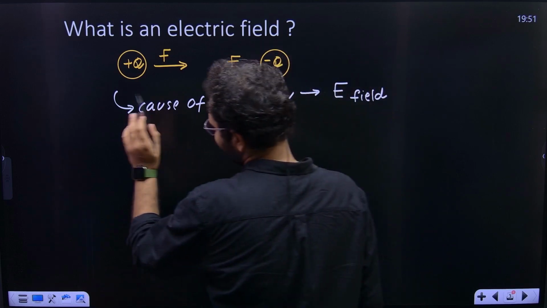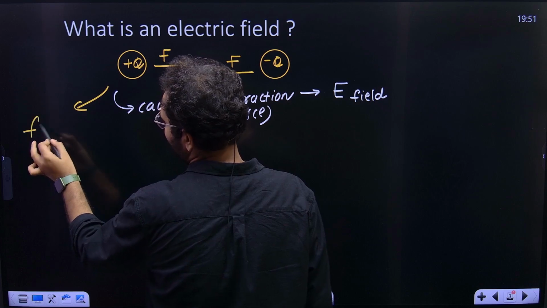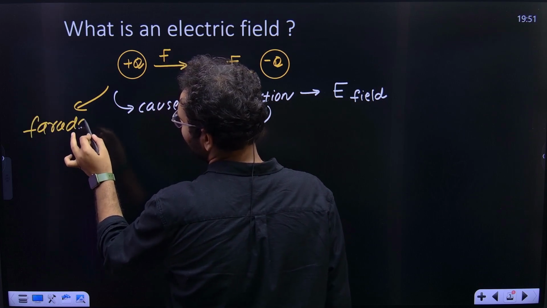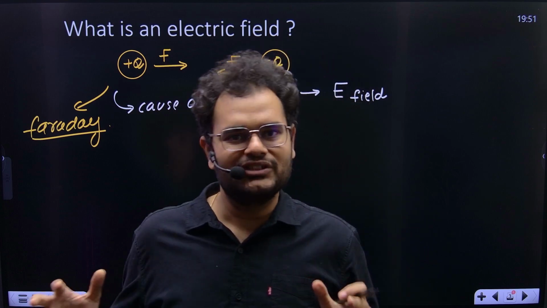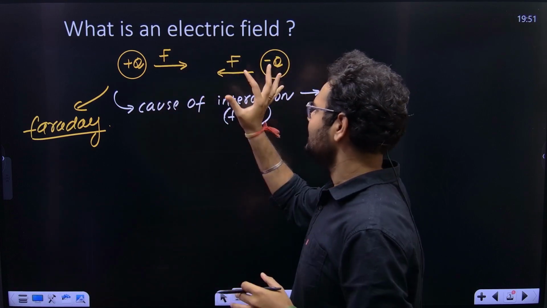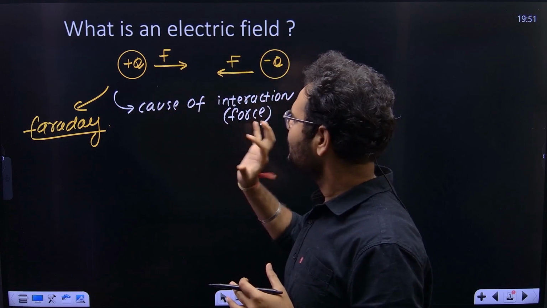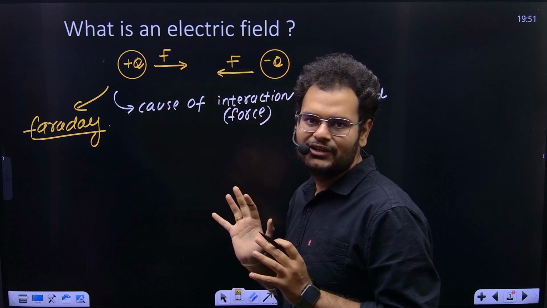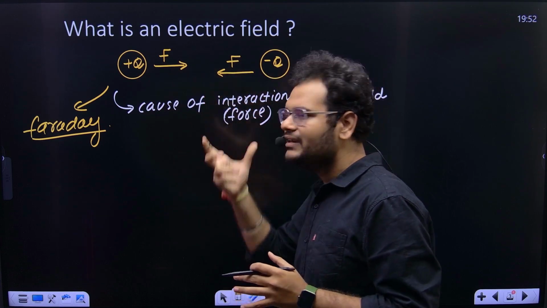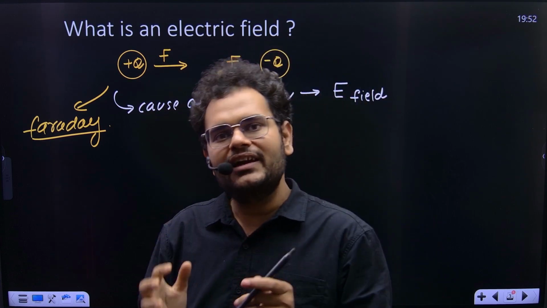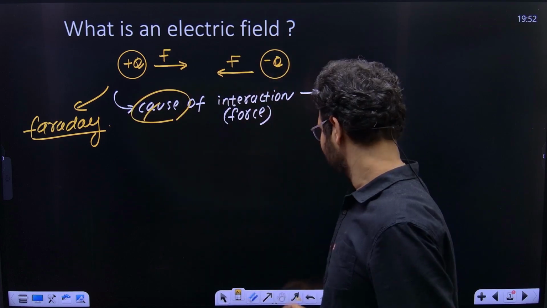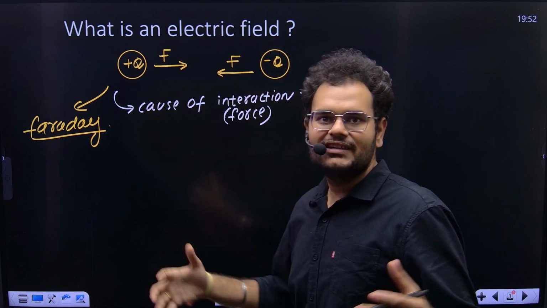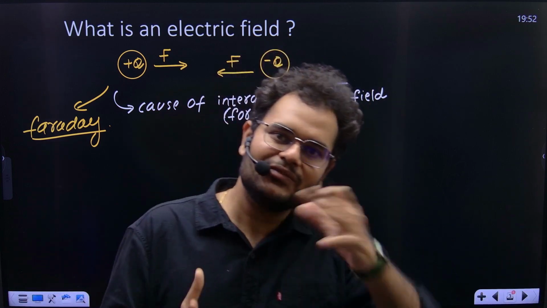See, you know about Faraday. Actually, he was interested in studying the interaction of charges, how these charges interact with themselves. You know that unlike charges attract, so they are attracting each other. But Faraday was interested in a more fundamental question: what is the cause of this attraction? Okay, sir, you will say Coulomb force, but what is the cause of that Coulomb force?